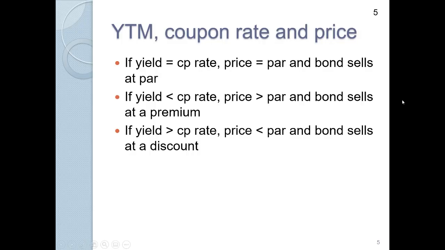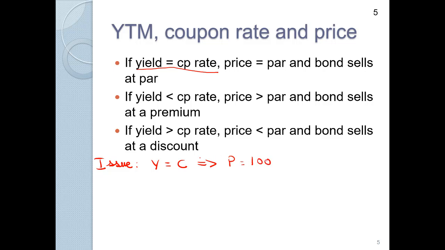There are some really interesting facts about the yield to maturity, the coupon rate, and the price. In this case, we have three cases. The first one is when the yield to maturity is equal to the coupon. So normally when you issue a bond, so a new issue, the yield is going to be equal to the coupon rate. And then in this case, the price of the bond is going to be equal to the par value, so it's going to be equal to 100.